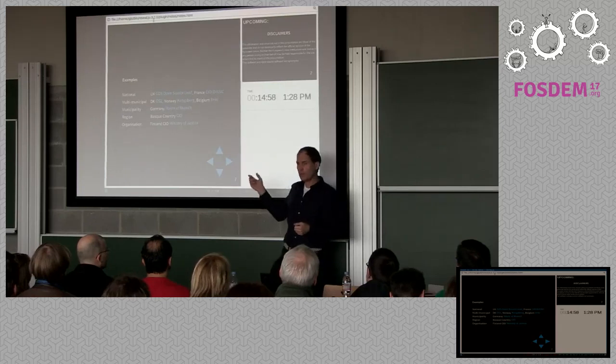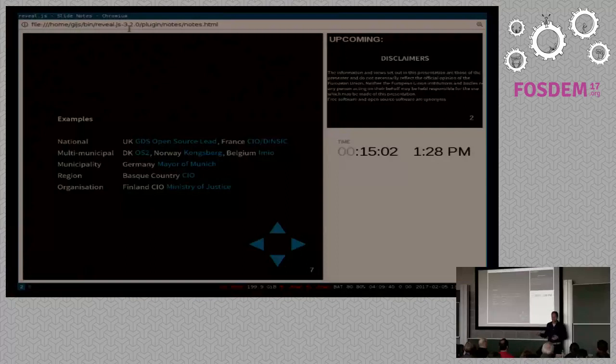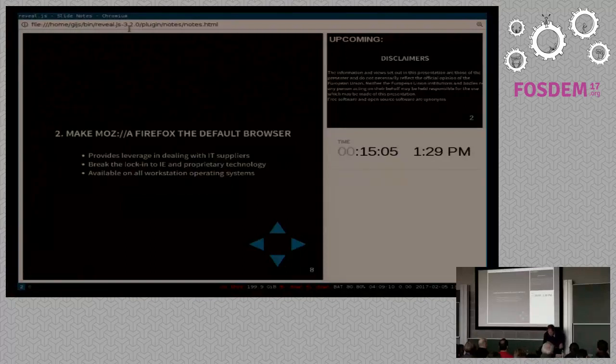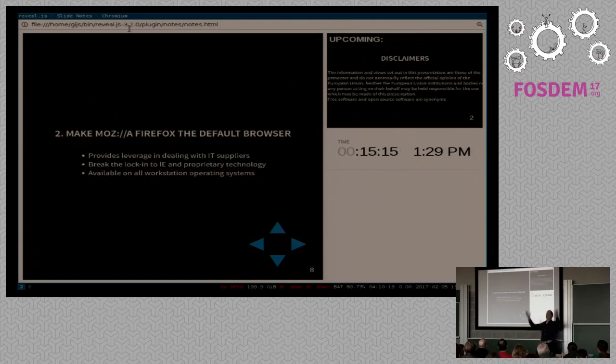The CIO of the ministry did his PhD thesis on this, and anyway, I'll come back to that, because he made a few recommendations that are in here. The second big thing that we need to do is, this is strange because I go from CIO all of a sudden to a tool, but there is no real order in the sequence. We have to make Mozilla Firefox the default browser. It's a complete open source browser.